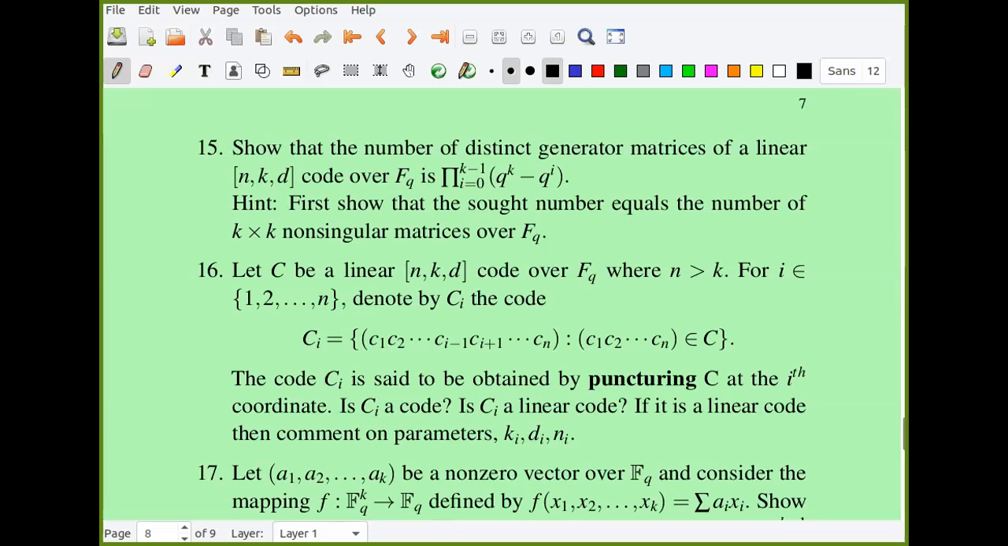Yes, sir. So I gave a code to you. Now how many generator matrices can you form? That is the question. To form a generator matrix, I need to form rows. How many rows? K rows. What is the condition? They are linearly independent. So how do you choose them? That is the question. So how do you prove it? Use the hint.